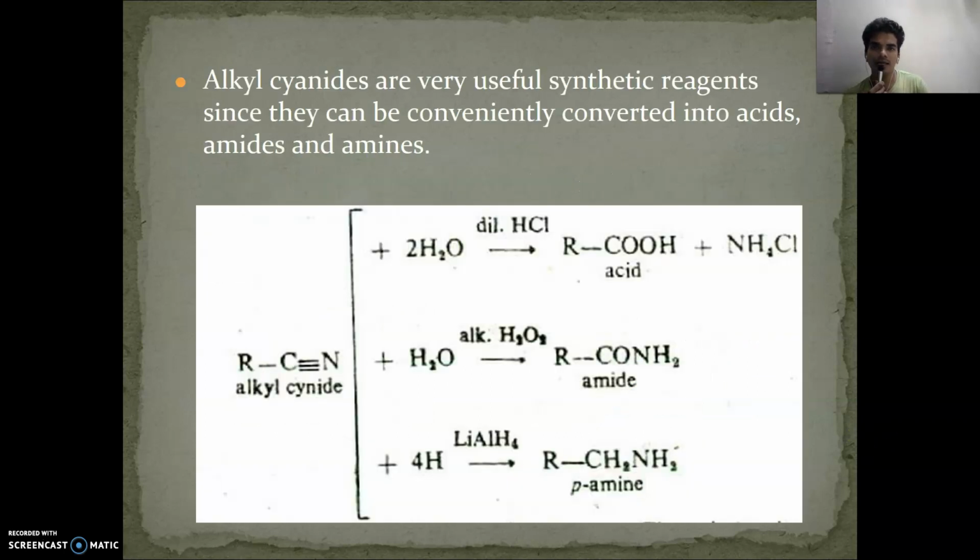Then alkyl cyanides are very useful synthetic reagents since they can be conveniently converted into acid, amide and amine. So this is an alkyl cyanide. Further reaction with water, hydrogen, in the presence of the particular reagent or catalyst, that is HCl, H2O2, that is peroxide, and lithium alkyl compound, it will form the acid, amine and amide compound.